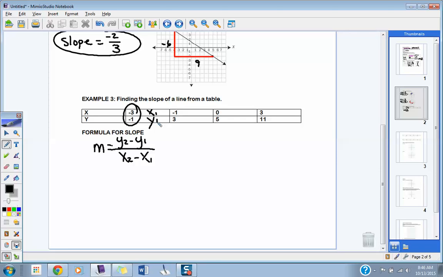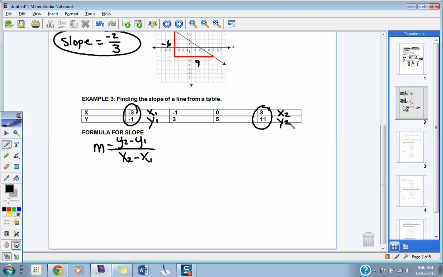Now, let's pick maybe the last point. Again, it doesn't matter. How many of these points do you have to choose? 2. Makes no difference. I'm going to choose this right here, the (3, 11). This is my second point chosen. So my x2 value is 3, and my y2 value is 11. Okay. So my first x, y and my second x, y, that's all we do.